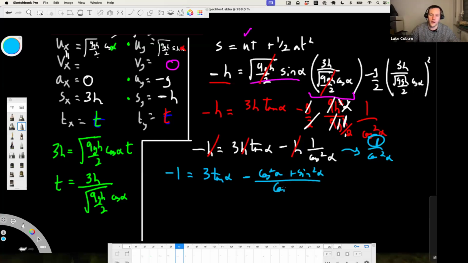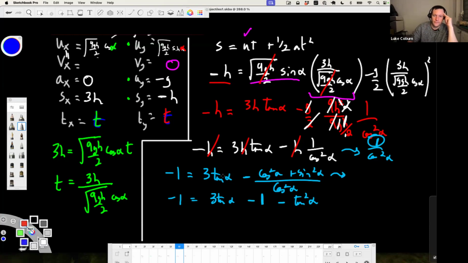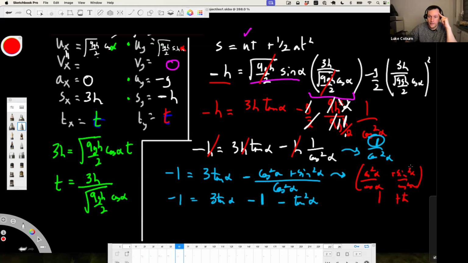Okay, and then we have a cos squared alpha here. And then this becomes minus 1 is equal to 3 tan alpha, and this splits here: minus 1 and then minus tan squared alpha. I'll just show you why. Cos squared alpha over cos squared alpha plus sine squared alpha over cos squared alpha. So this first one is 1 plus, and then this is sine alpha over cos alpha, which is tan alpha, but it's tan squared alpha. But then there's a minus outside, so it's minus both of them. That minus cancels from there, and so now we have that tan squared alpha is equal to 3 tan alpha.